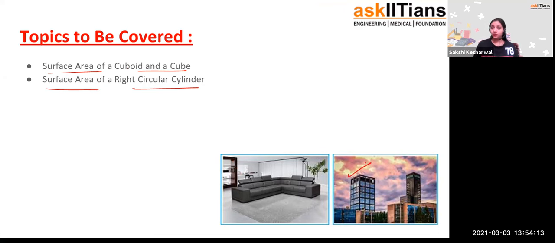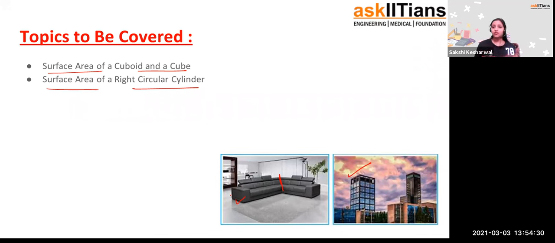The building is in the shape of what, beta? A cuboid, right? Like the sofa. If you make a cut from here, it is like we took two cuboids and joined them. We have given the design, but actually when we started making it, it was a cuboid, right?